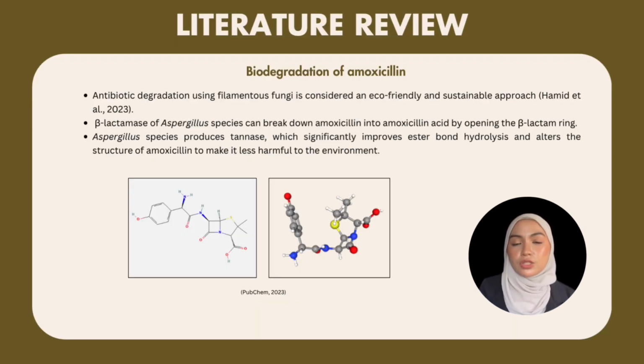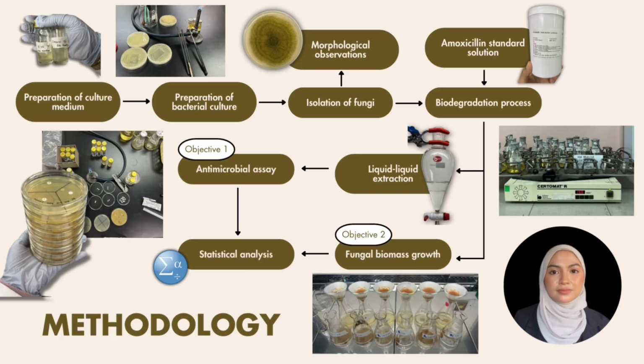Antibiotic degradation using filamentous fungi is considered an eco-friendly and sustainable alternative. Beta-lactamase of Aspergillus tamarii can break down amoxicillin into amoxicilloic acid by opening the beta-lactam ring. Aspergillus species produce tannase, which significantly improves ester bond hydrolysis and alters the structure of amoxicillin to make it less harmful to the environment. This is the flowchart of the methodology.